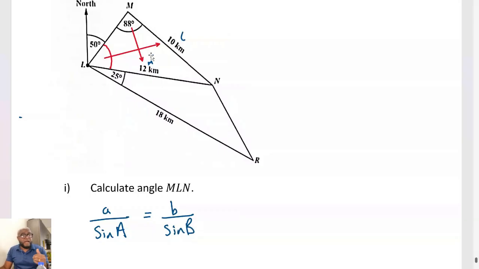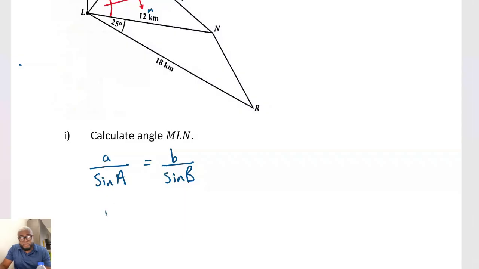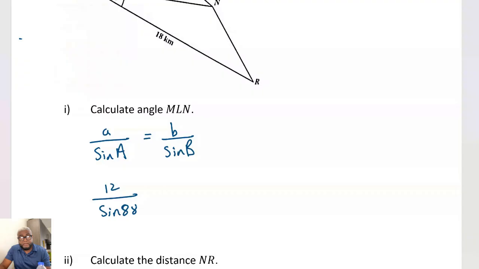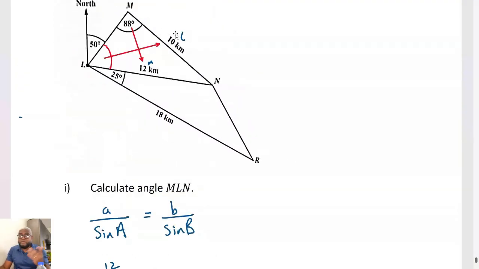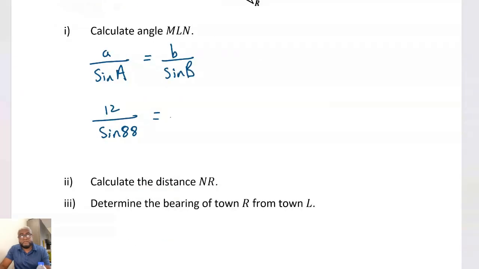So small m and capital M will be 12 and 88 respectively. Let me work the A's as M. So this will be 12 over sine capital A, which will be capital M in this case, 88. Everybody good there? Is equal to small b. Small b will be small l, capital L will be capital B, so this will be 10 over sine capital B, which we could put as MLN. Everybody good there so far?